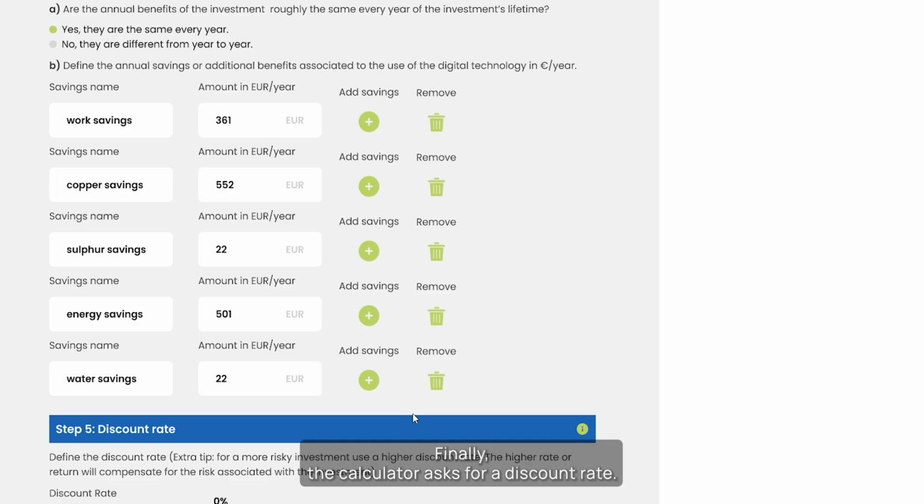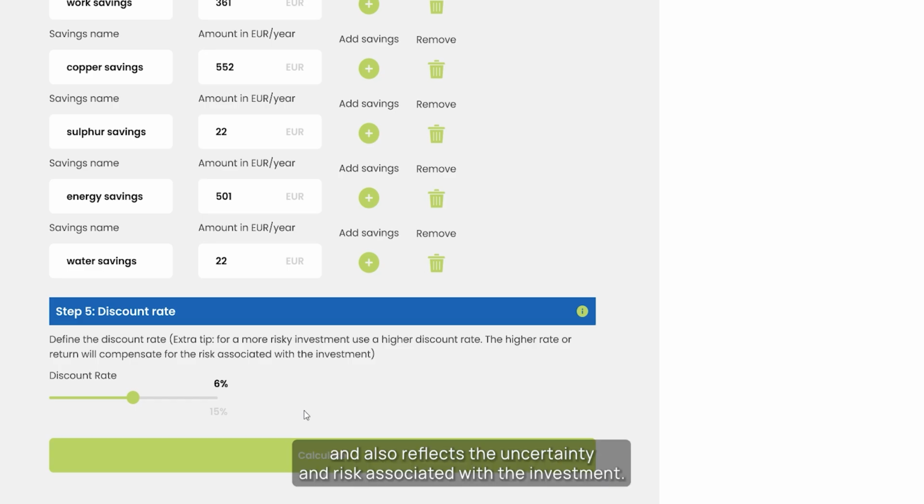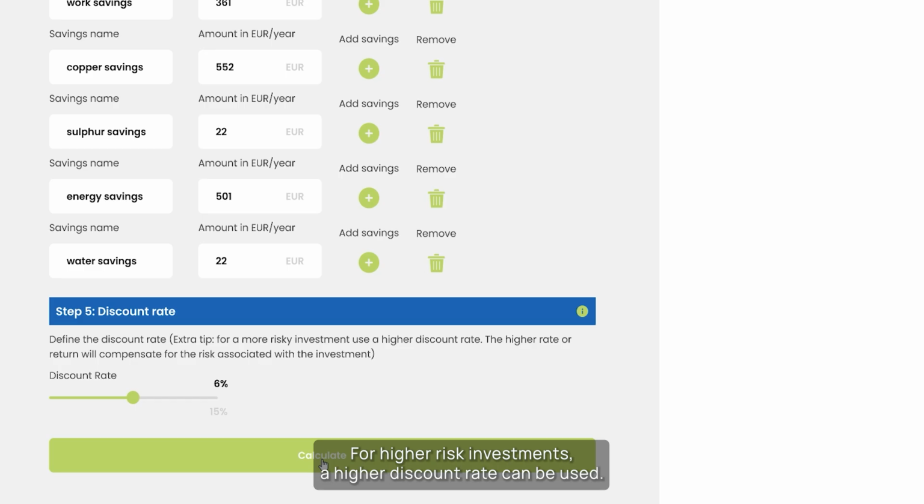Finally, the calculator asks for a discount rate. The discount rate is used to adjust future earnings to their present value, and also reflects the uncertainty and risk associated with the investment. For higher-risk investments, a higher discount rate can be used. If you are unsure, a rate of 5% to 6% is a reasonable starting point.